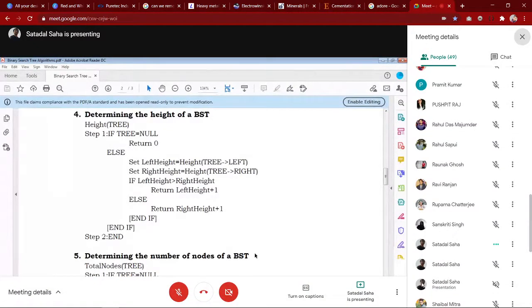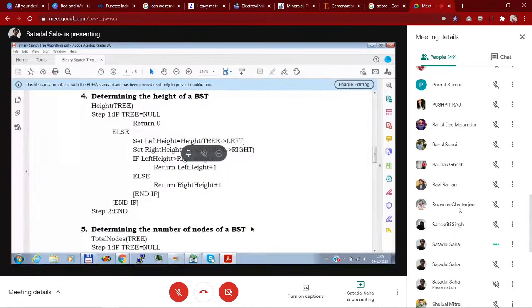T of n equal to theta of n^k. What is n^k? n square into log^p n, which is nothing but theta of n square. Okay, now let's see the next one.